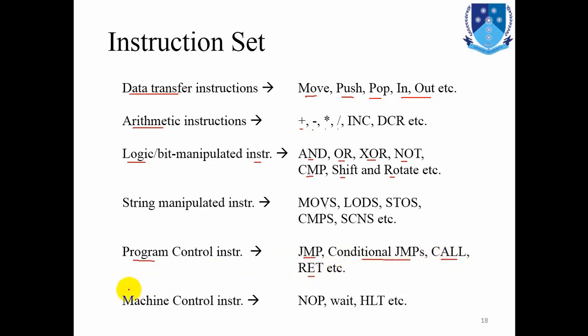The sixth group of the 8086 instruction set is machine control instructions, all those instructions which are used for the control of the machine, for the control of the processor. For example, NOP stands for no operation, the wait instruction, the halt instruction, etc.